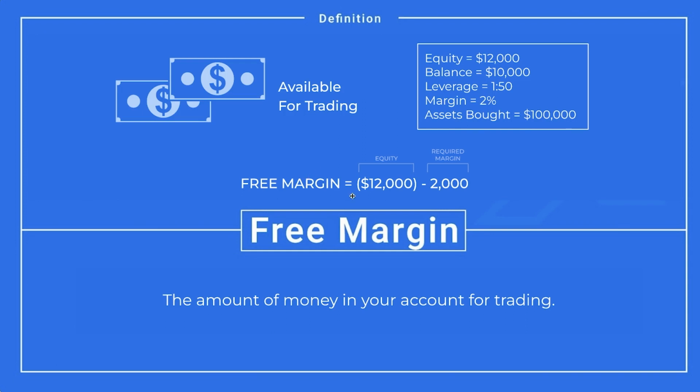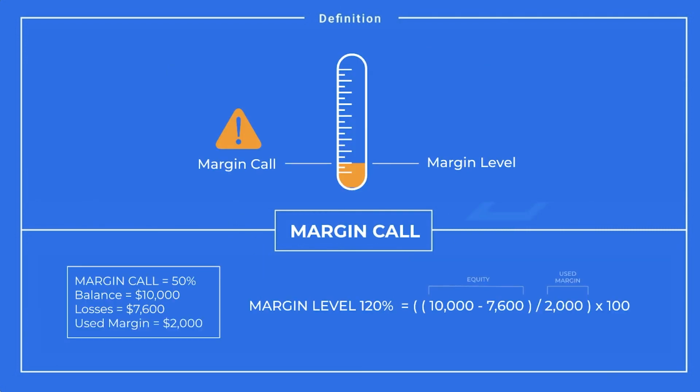All right, so the free margin is the equity minus the required margin. So if we bought 100K, 2% of that is $2,000, right? So the free margin is this number here. So you'll see that free margin in the MT4, and that's what that means. It's the amount of money in your trading account that you have left to open up some more positions.